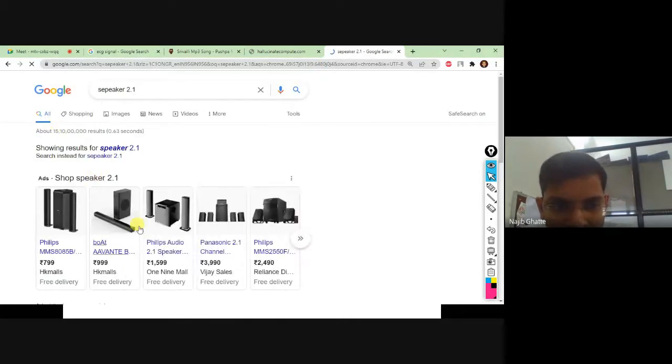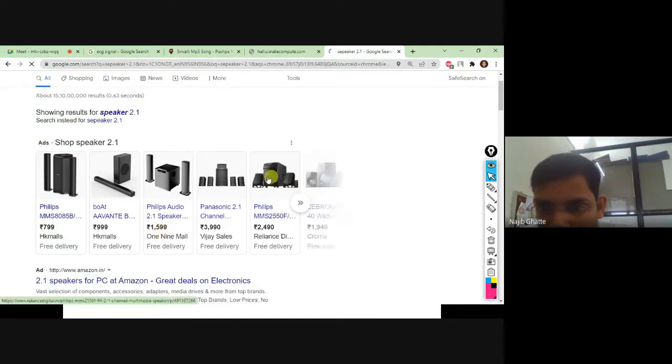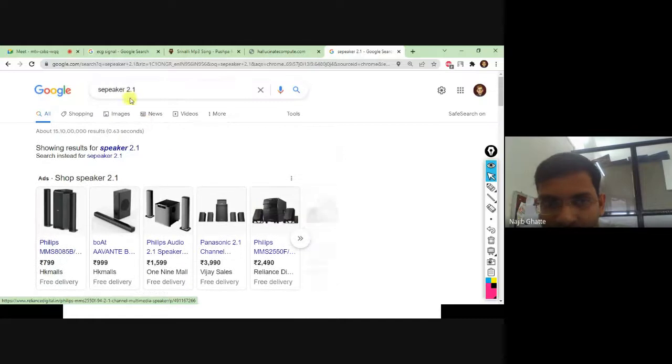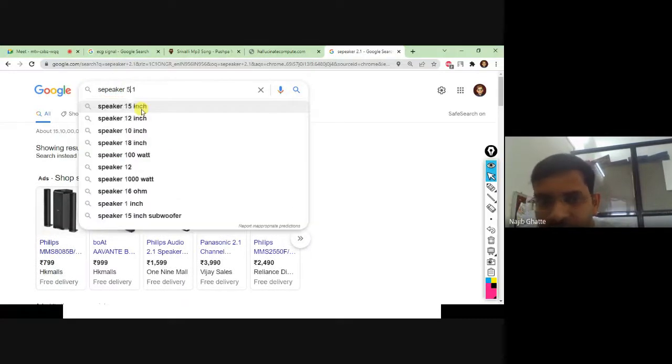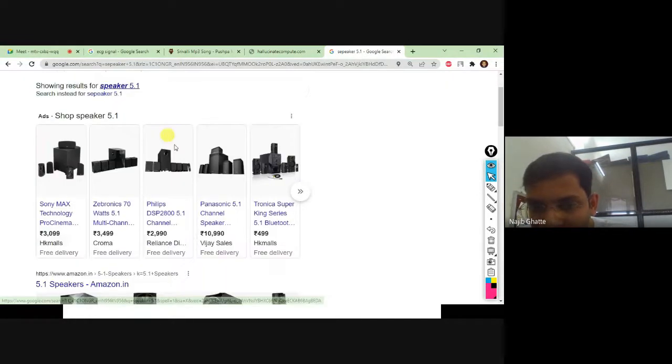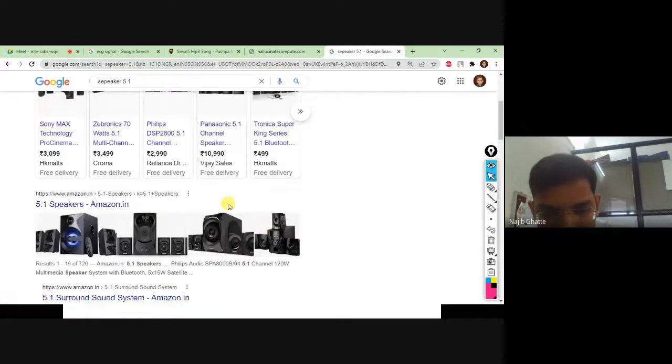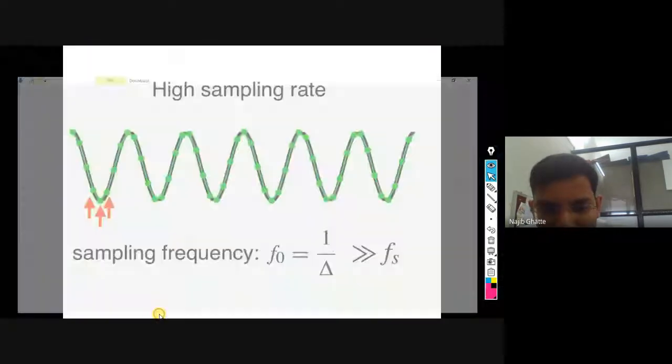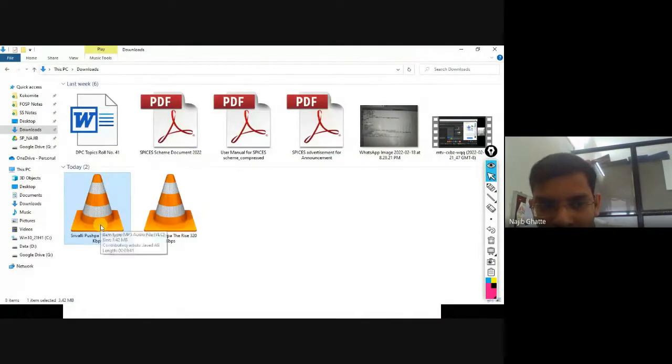A 2.1 speaker system is one where you get a subwoofer along with woofers, or you can go with 5.1 or 7.1, or car speakers, provided the car speakers are from a good company; if they are JBL or Sony or Pioneer, that's even better. Okay, and then you listen. You listen to both the songs, this as well as this. One song is of 128 kilobits per second and another song is of 320 kilobits per second.